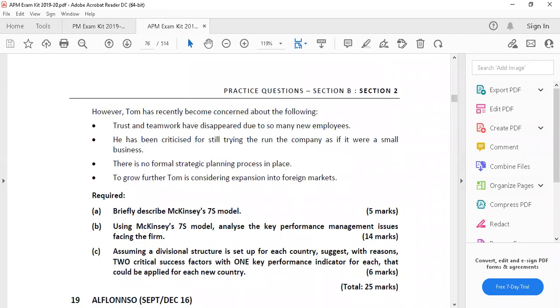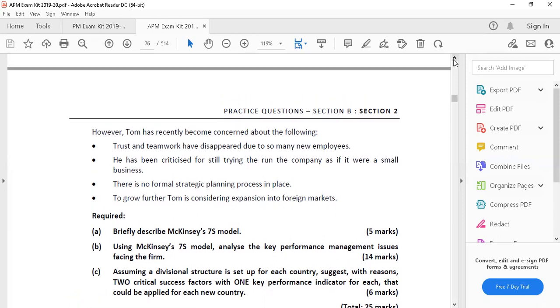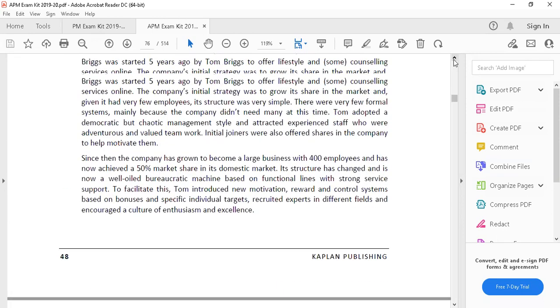It's a 25 marks case. Briefly describe McKinsey's 7S model, which is for 5 marks. Conceptually, what is that concept all about? We have to explain. That's for 5 marks. Using McKinsey's 7S model, analyze the key performance. Then we are also asked about 2 critical success factors with 1 key performance indicator. So that also we will see. But let's read through the case. I hope you're able to see this on the screen.